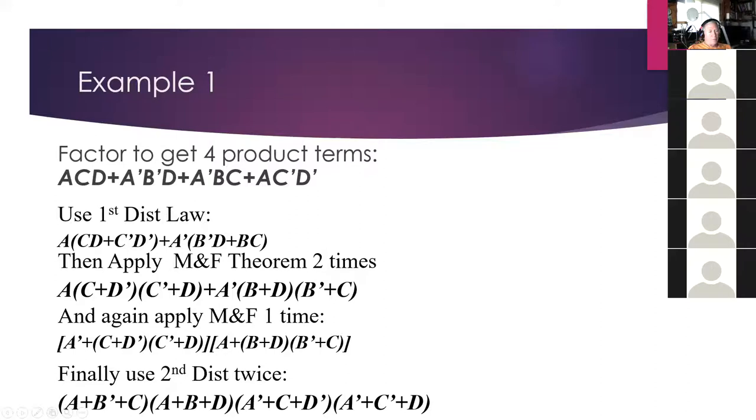and we get (A plus B prime plus C) quantity times (A plus B plus D) quantity times (A prime plus C plus D prime) times (A prime plus C prime plus D). And now we have switched our SOP form into a POS form.